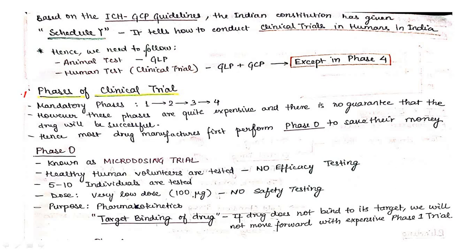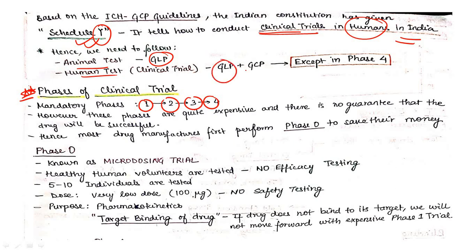So coming to the phases of clinical trial, the mandatory phases are 1, 2, 3 and 4, as we have discussed. One more important point, it is covered under Schedule Y. This is another MCQ question. Okay, Schedule Y tells us how to conduct clinical trials in humans in India. So remember this. Now, during animal testing, we follow GLP guidelines. During human testing, we follow GLP plus GCP.